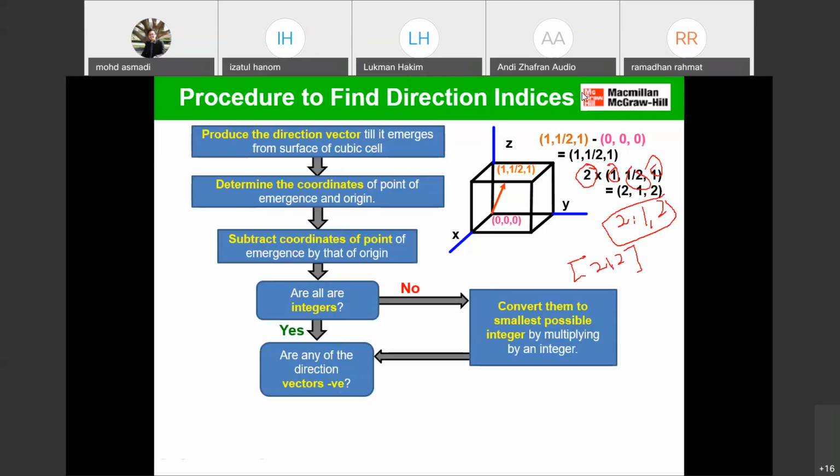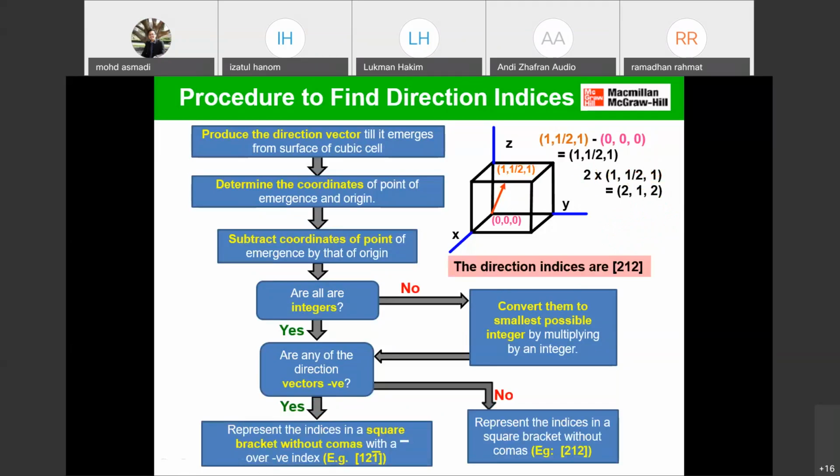Hence your answer is going to be like this. Represent the indices in a square bracket without commas, with a bar over the negative index. Generally, if there is a negative direction, you have to put a bar there. For example, this one. Similarly, this one where everything is positive, so just square brackets without commas. All the directions are positive.